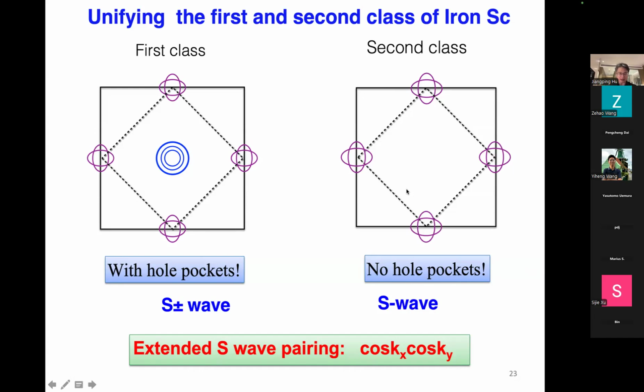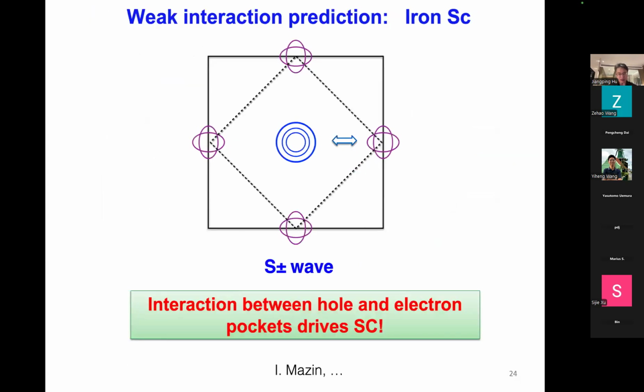So that's a very simple argument, using the very strong antiferromagnetic exchange coupling to argue for the pairing symmetries. There's also another argument, which came from the very early days from Igor Mazin and many other people, from the weak coupling argument.